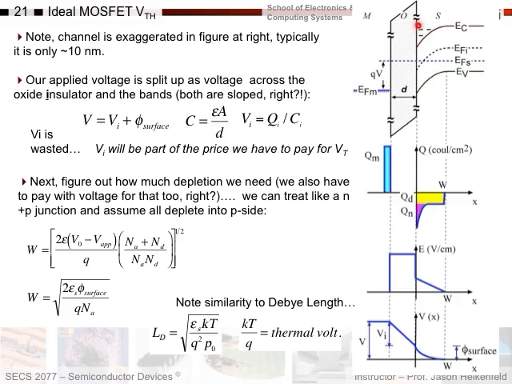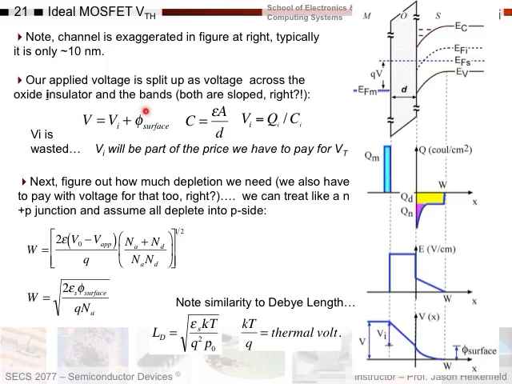And our applied voltage, if you notice here, is split across two things. The voltage is split across the insulator, so I've got a voltage drop, VI, across the insulator, being my oxide. And I've got the voltage drop across the semiconductor, which is my surface potential. How much band bending did I have here? So there's surface potential coming back.